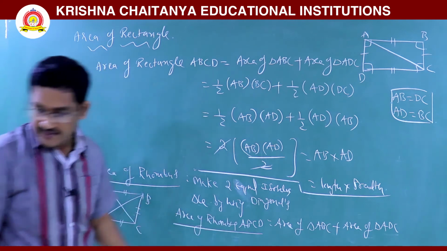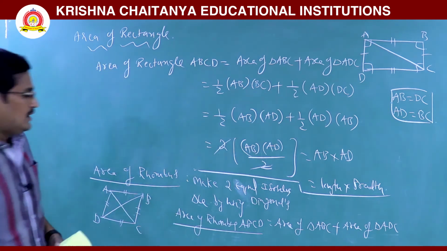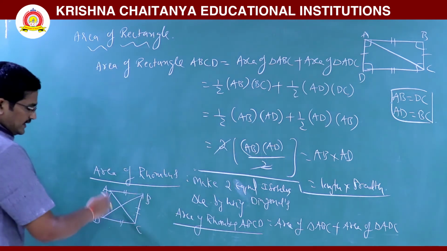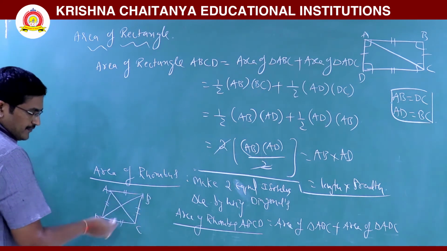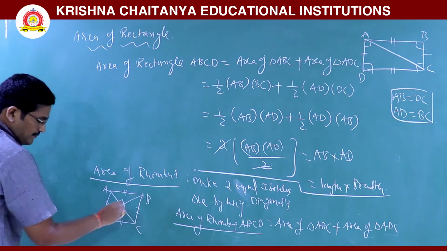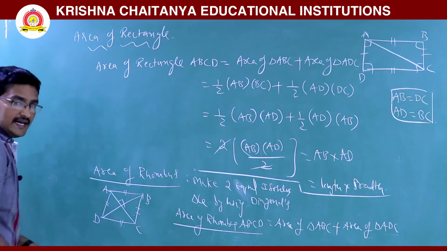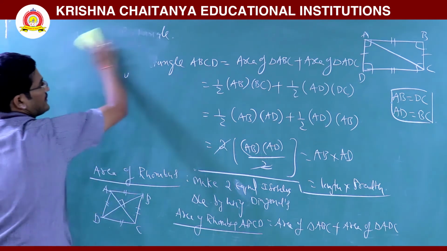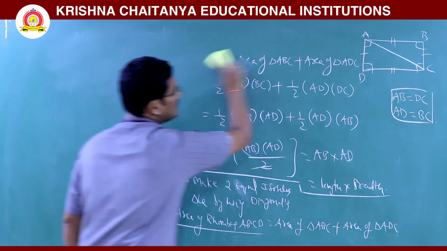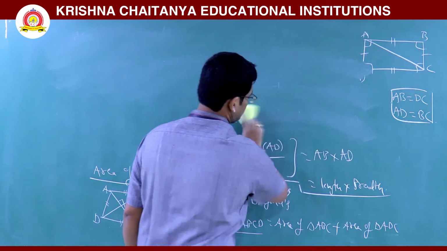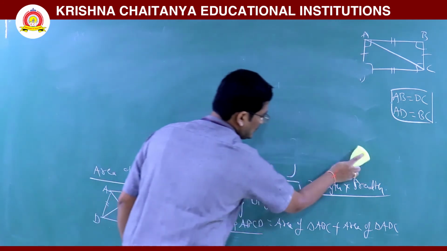How to find the area of triangle ABC there? What is this figure? Rhombus. You know about one point here. In the rhombus, diagonals are perpendicular to each other. That means we have to observe one more thing here.